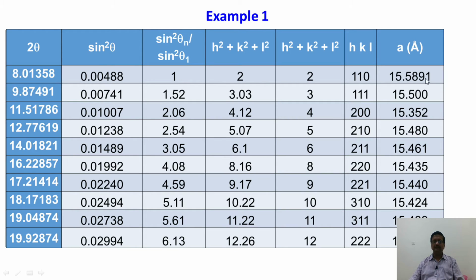So for every individual reflection you can calculate the value of a, and what you see is that the value changes slightly from top to bottom. So one has to take the average of these numbers and give this number as the A average, which is the unit cell parameter of this particular crystal, that is 15.4540 angstrom. You remember this sequence of numbers, this 2, 3, 4, 5, 6, 8, 9, 10, 11 and 12.